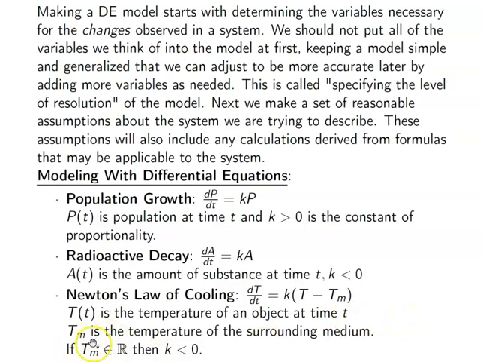If the ambient temperature, the surrounding temperature, is a real number, then k is less than 0 because this is cooling, right? We are cooling down. T is approaching T of m.